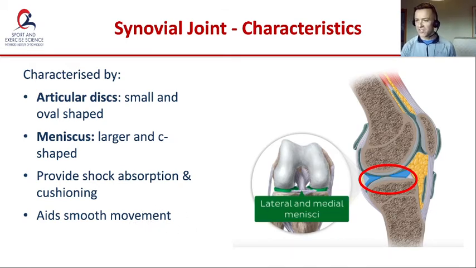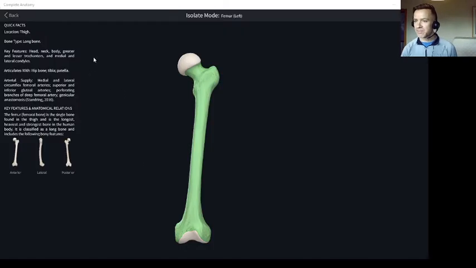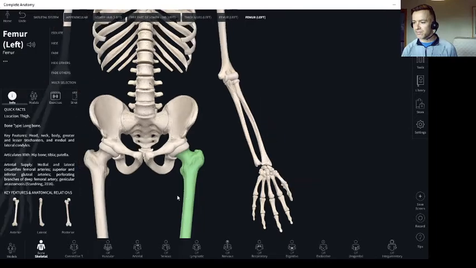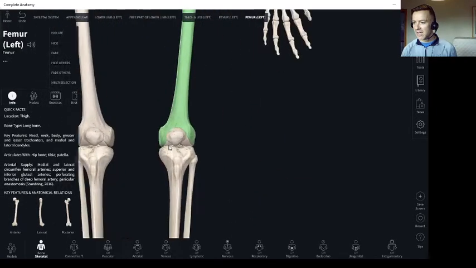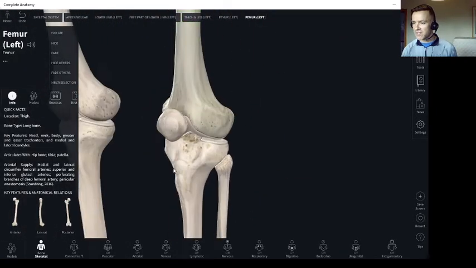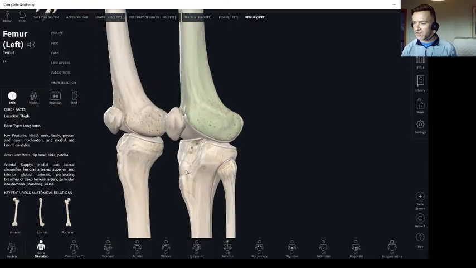So again, just to illustrate this, if we flick back to our anatomy and look at the knee joint here, what we see here, we're just looking at the skeleton at the moment.